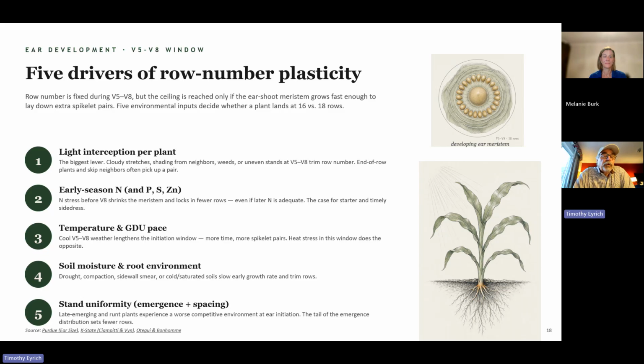Temperature and GDU are going to drive the number of rounds. Cooler nights, good warm days, sunlight, but cooler nights, I'm going to throw more rounds. I'm going to stretch that from 16 to 18 and 18 to 20. Soil moisture is important, it really can't be dry, and stand uniformity, that way they're all on the same page. I'm not shading out, I'm not fighting for nutrients. They're all getting an even look at sunlight, and an even look at moisture, and an even look at food.